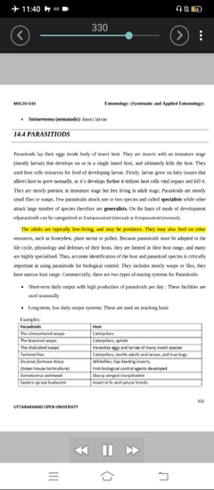The adults are typically free living, and may be predators. They may also feed on other resources, such as honeydew, plant nectar or pollen. Because parasitoids must be adapted to the life cycle, physiology and defenses of their hosts, they are limited in their host range, and many are highly specialized. Thus, accurate identification of the host and parasitoid species is critically important in using parasitoids for biological control.